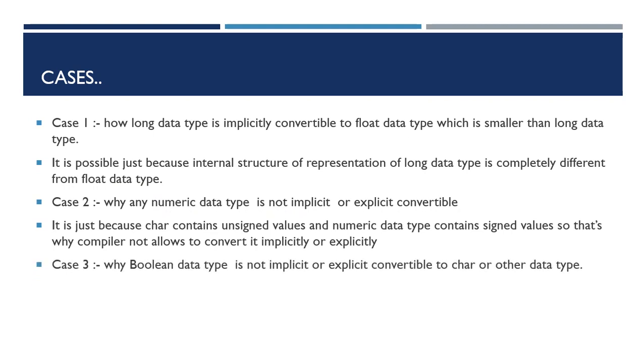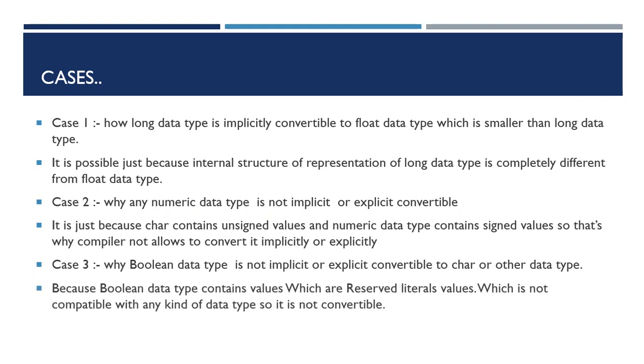Okay, friend. Third, why is boolean data not implicitly or explicitly convertible to char or other types? Because, as I explained, the boolean data type contains only two values, which are reserved literals, which are not compatible with any values, neither integer, nor float, nor character. That's why it is not convertible. So these are the three cases which are very important to know. Please keep it in mind.